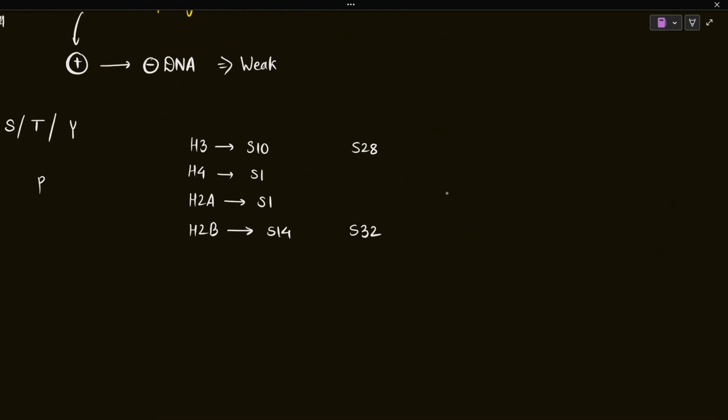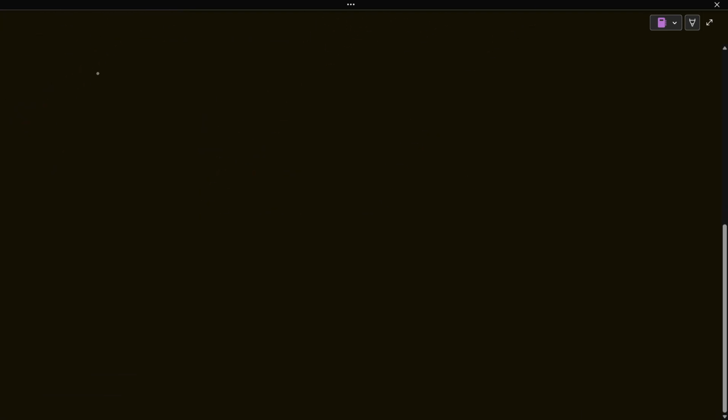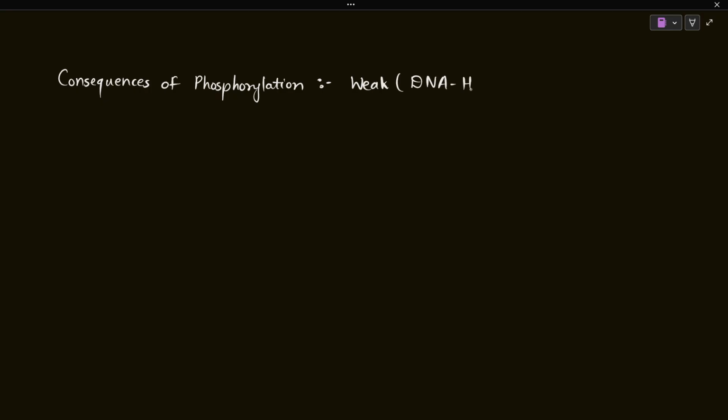Okay, so let's first take a look at the mechanism, like what does phosphorylation do. Let's have a look at the consequences of phosphorylation in the cell. What happens is that phosphorylation is going to make the DNA-histone interactions weak, right? So keep this in mind. Why phosphorylation is a very interesting event is because it is very context dependent. Let's see how it is.